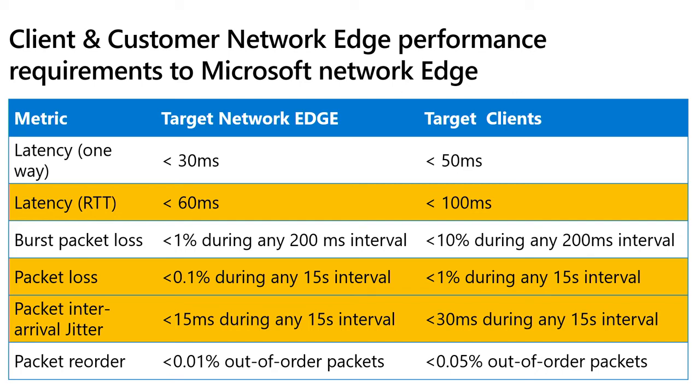So essentially, the most important values are round-trip time, which means going to Office 365 and back, should not be more than 100 milliseconds.